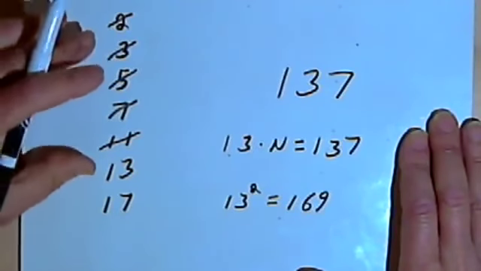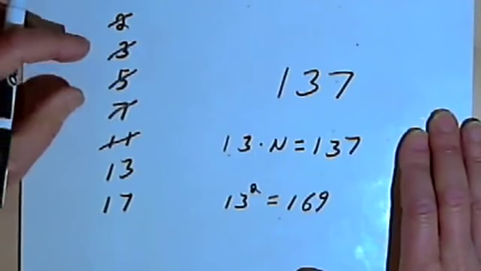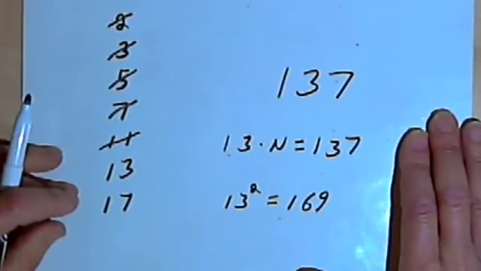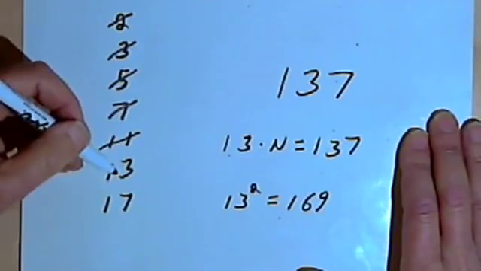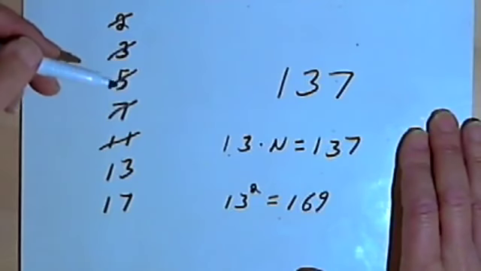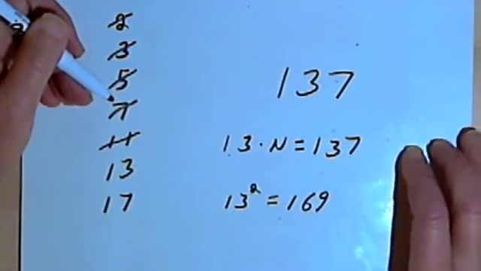Okay, so using those two ways of limiting your list, using only prime numbers and stopping when you get to a number whose square is bigger than the number you're checking, should make the process go a lot faster.